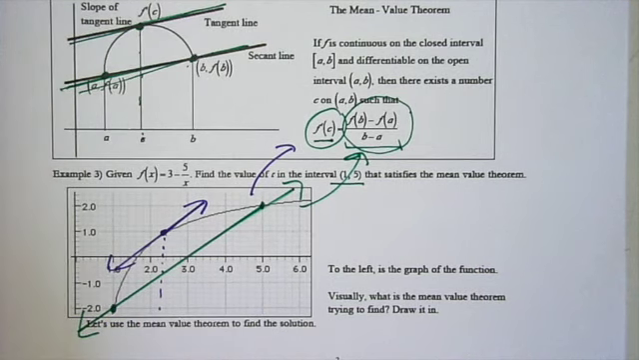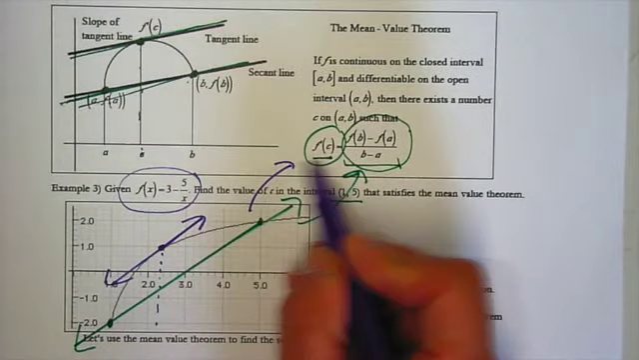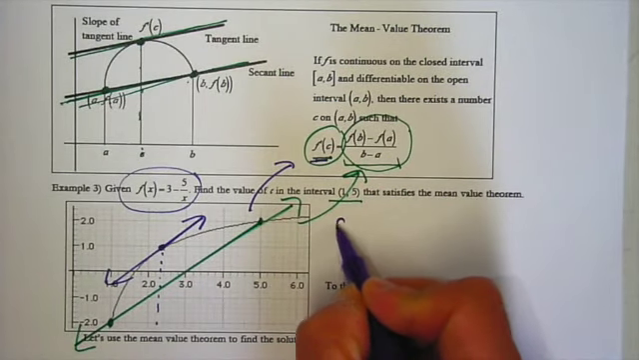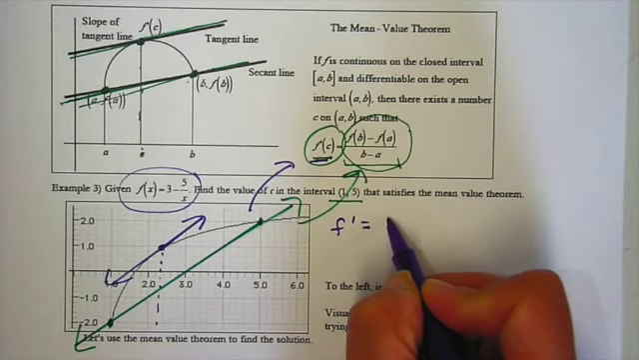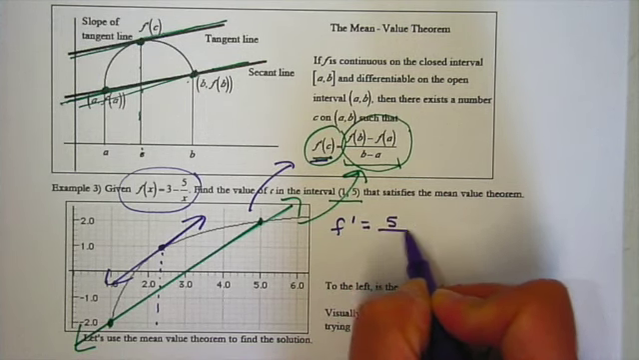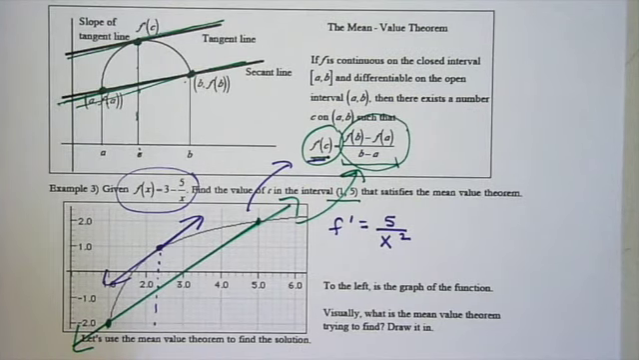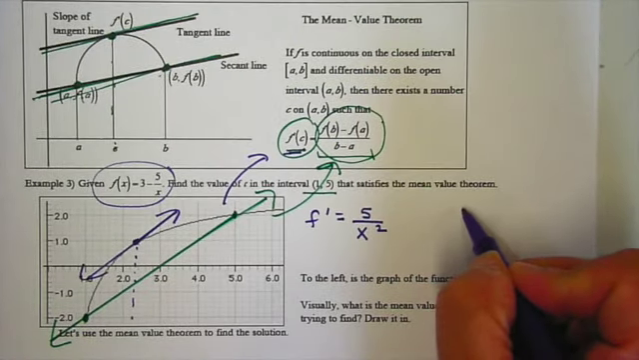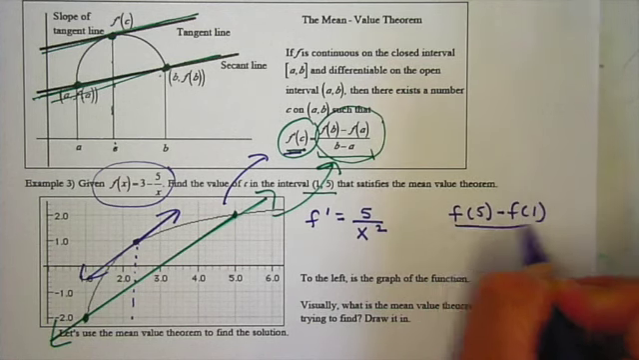Now, algebraically, this is the way we're going to do it. Okay, so I need the derivative because that's the left side. So my derivative is going to be, the root of 3 is 0. So bring down the negative 1, reduce the power by 1 is x to the negative 2, so it's 5 over x squared. Your f of b minus f of a over b minus a will be f of 5 minus f of 1 over 5 minus 1.